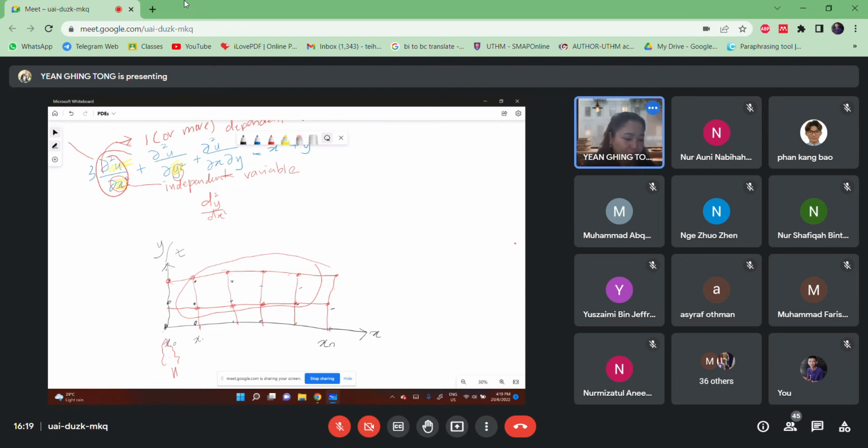Okay, another example for the PDE: let's say we have the volume of a cylinder.